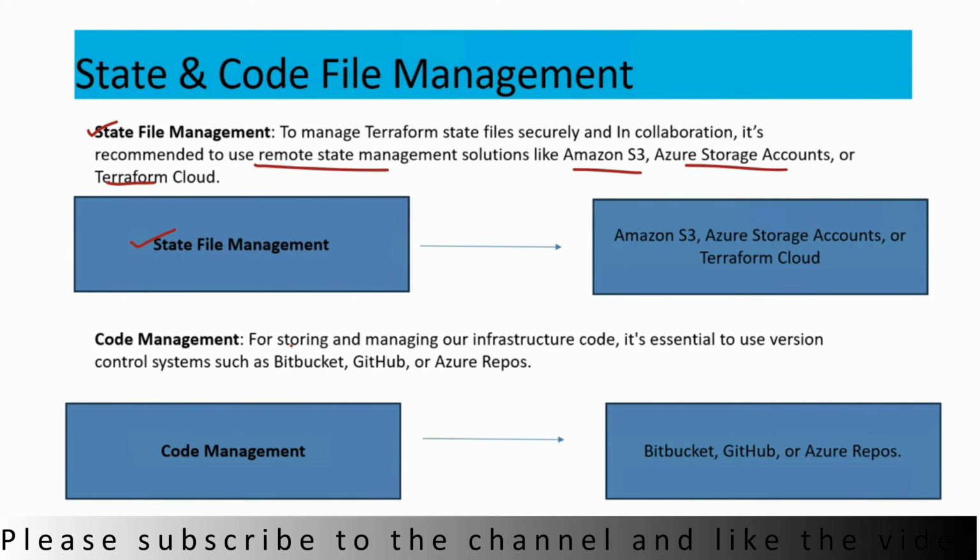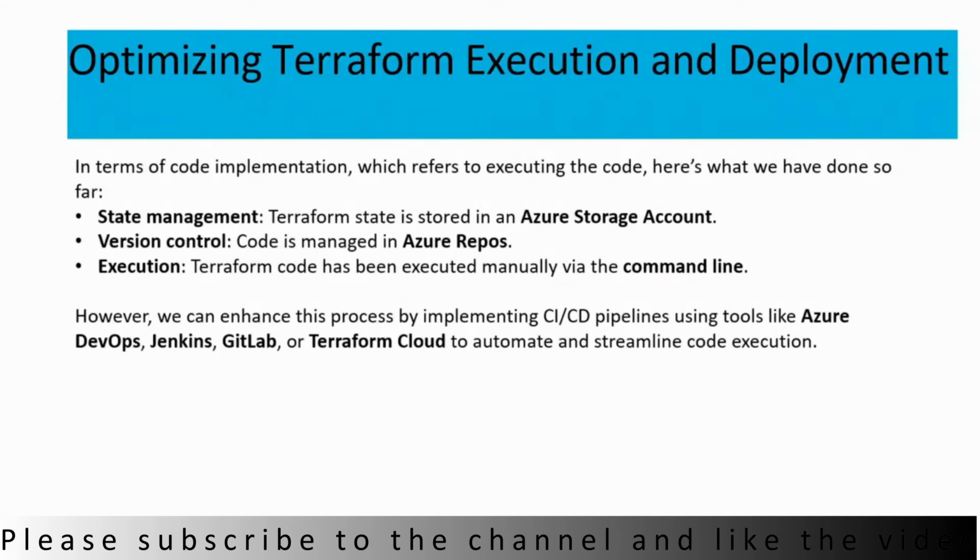We need to use remote state management, and for remote state management we have n number of options: Amazon S3, Azure Storage Account, or Terraform Cloud. Then the code management. For storing and managing our infrastructure code, it is essential to use version control systems such as Bitbucket, GitHub, or Azure Repos. We discussed code management in the last video. So the options we have are Bitbucket, GitHub, and Azure Repos.